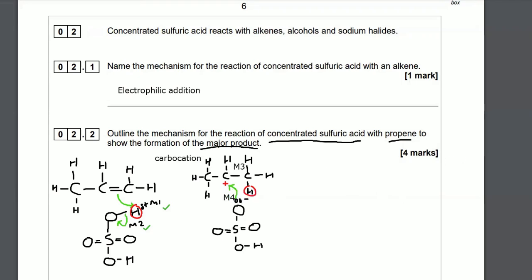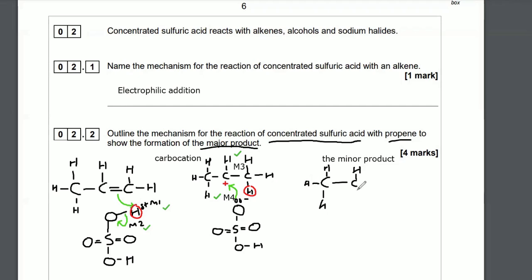And then we need to draw a curly arrow from the lone pair of electrons to the positive charge. Don't forget, with your lone pair on the oxygen atom, we need to put the negative sign as well, otherwise you won't get that M4 mark. Now that's all 4 marks, but I'm going to show you the minor product because it helps with your understanding.